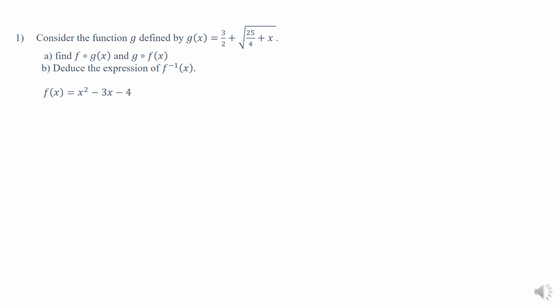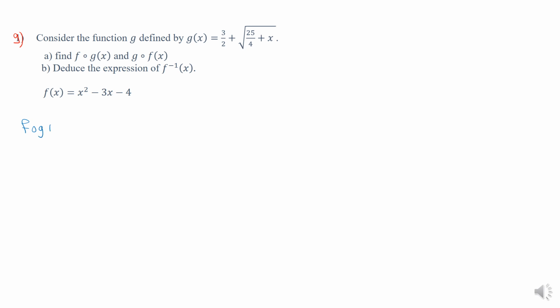Consider the function g defined by g of x is 3 over 2 plus radical 25 over 4 plus x. Calculate or find f round g of x and g round f of x. Now, this is part 9, by the way. Let's find f round g of x.